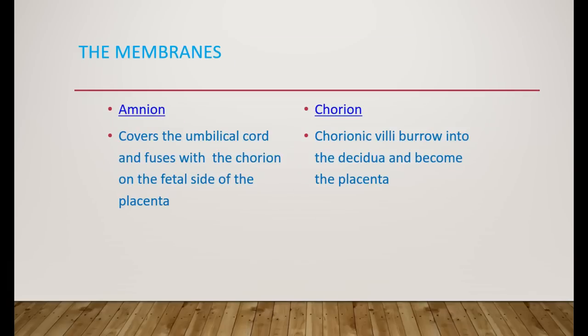So a little bit more about our membranes. We have the amnion, that's what covers the umbilical cord and fuses with the chorion on the fetal side of the placenta. Remember, amnion and amniotic fluid, that's the part that's closest to the baby. And then we have the chorion, which is what actually embeds into the uterus and eventually becomes the placenta. And it's the other part of the membranes.